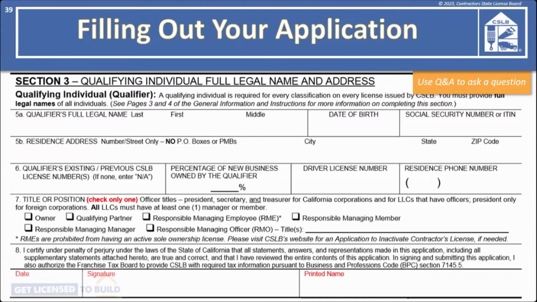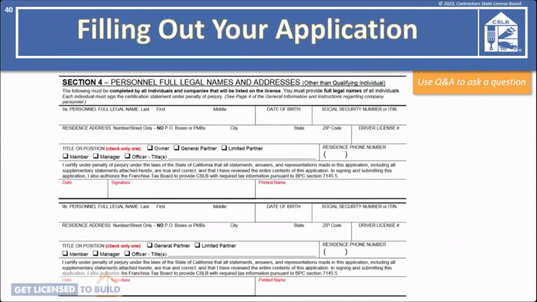On line 7, you will need to indicate what position will be held by the qualifier. Each entity has different personnel requirements. You will need to make sure that you have listed all positions depending on the entity you have selected. You can find more information on this on pages 2 through 4 of the application instructions. Line 8 is where you will sign and date your application.